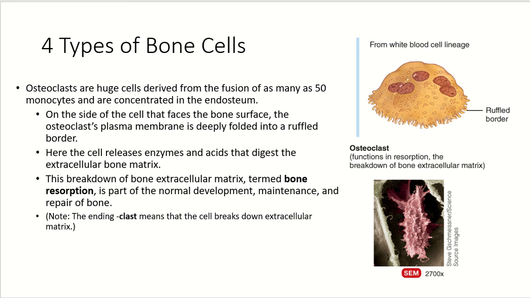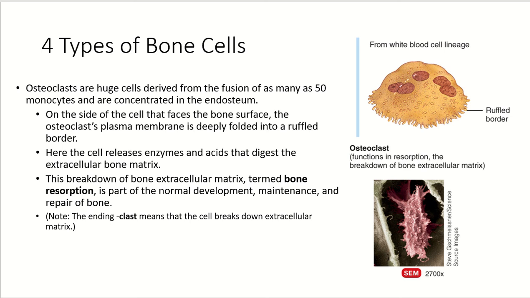So on the side of the cell that faces the bone surface, the osteoclast is going to have a plasma membrane that's going to have lots of deep folds, and it's going to make it look like it has ruffles. This is called the ruffled border, which you can see kind of animated and illustrated here. So this ruffled border is going to be where the cells are going to release enzymes and acids that are responsible for digesting the extracellular bone matrix.